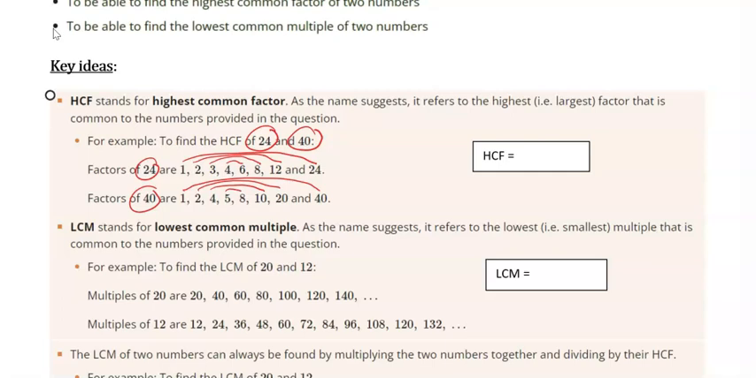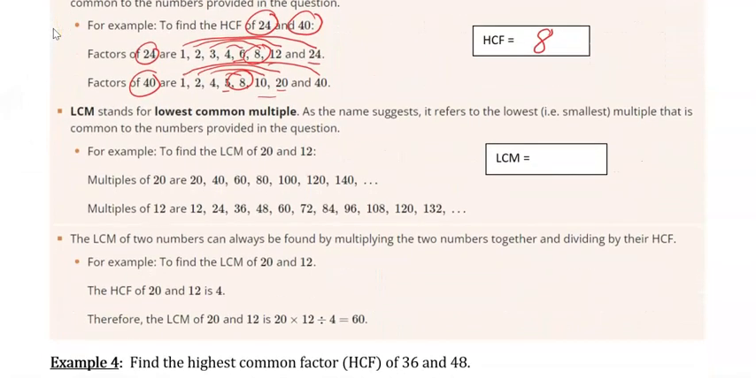Now, looking between them, which is the highest number that they have in common? If I go along, because these are all in order, it makes it really clear to see. It looks like 8, because we don't have 12 in both of these lists. We don't have 20 in both of these lists. We don't have 24. So between 24 and 40, the highest factor we have in common is 8. Unless I missed one, 8 is the highest common factor.